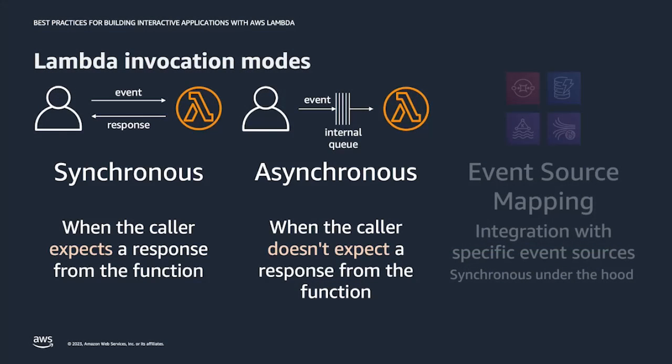Now, you can invoke a Lambda function synchronously or asynchronously. There are also other types of invocations such as event source mapping, but I won't go into them in any detail in this particular talk. When you invoke a Lambda function synchronously, it's when you expect a response from your Lambda function. When you invoke it asynchronously, you're not expecting a response, you're just expecting to get an acknowledgement that your Lambda function has received that invocation request.